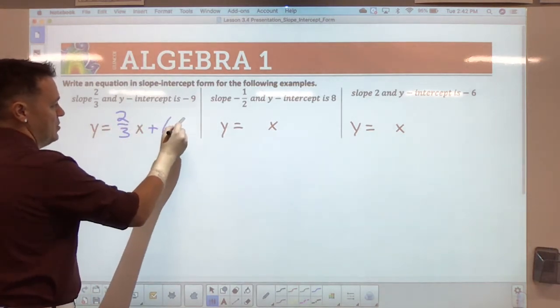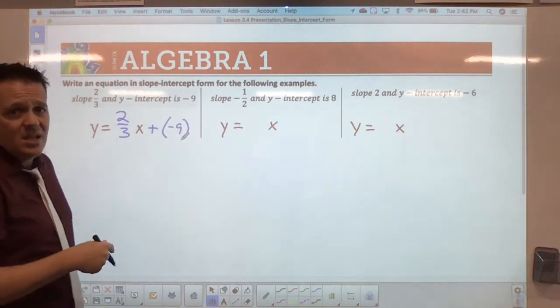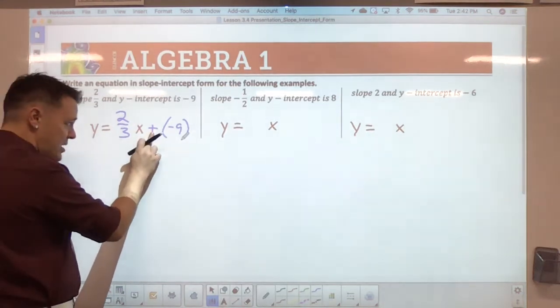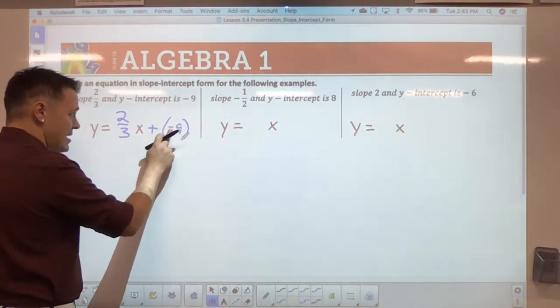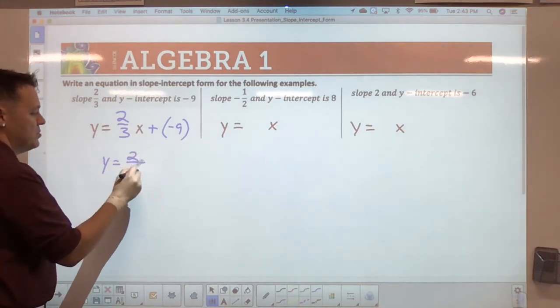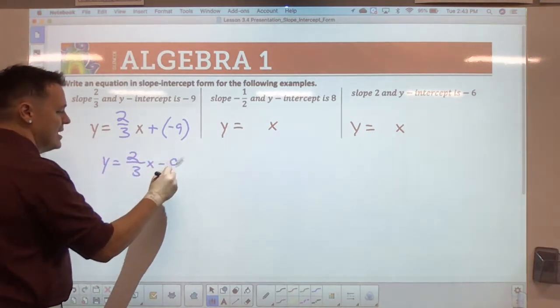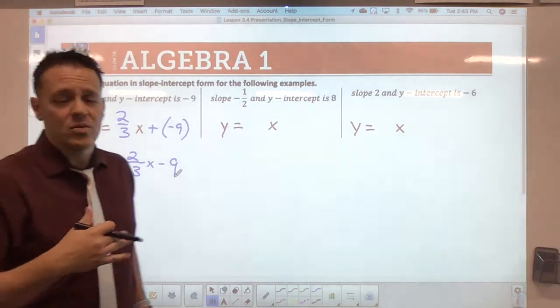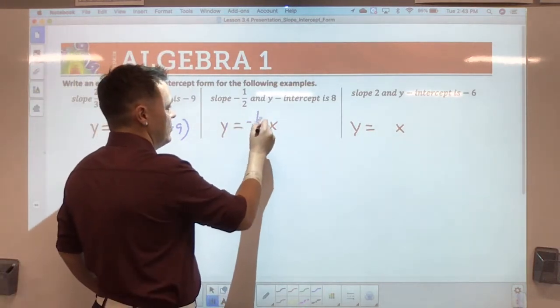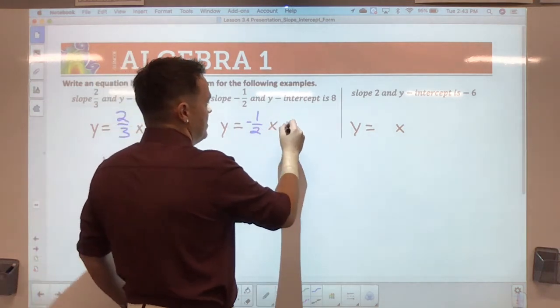But some of you, maybe in the past, have written it like this. I don't want you to write it like that anymore. I want you to understand that it was a plus sign, but this is a -9, so you have to change this sign. Going forward, please make sure you write the equation like this: y equals 2/3 x minus 9. The other one here, the slope would be -1/2, and then this would be a +8.